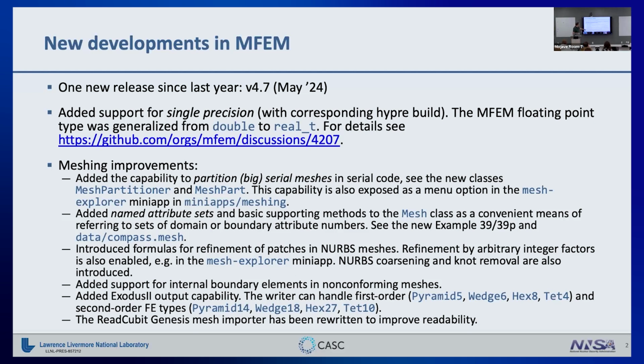I'll also mention some capability that was added by users: basically Exodus output capability, writing various types of elements and second order elements. I think some of these are supported, but I'm not sure we can find the pyramid and make sure we can actually use them. This is something that is coming, but right now the capability is there, but I'm not sure we can use it. Maybe Mark can correct me if I'm wrong.